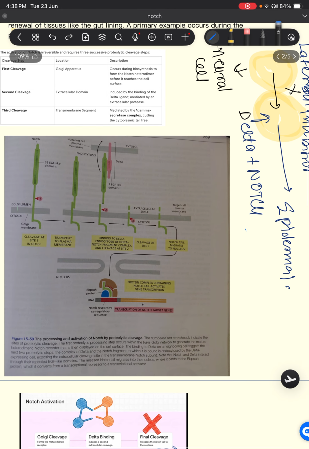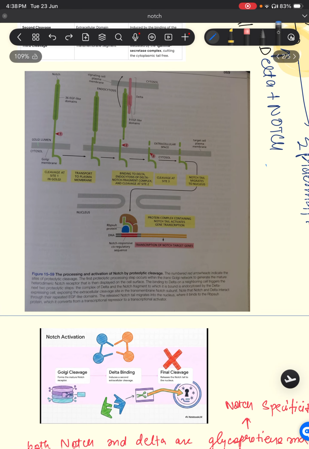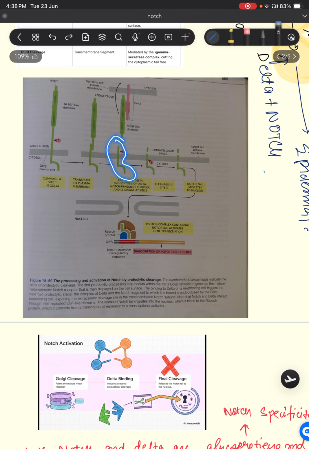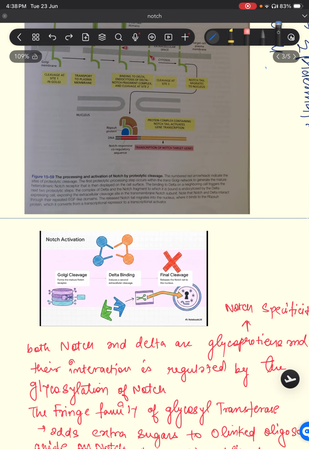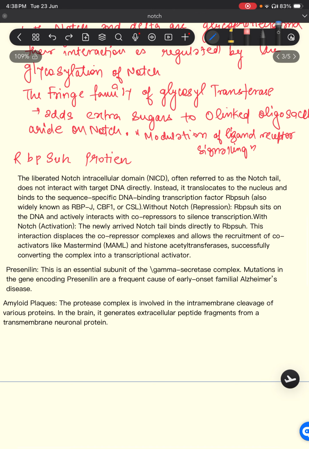Now, another important thing: this is the third cleavage, right? It occurs with the help of gamma secretase complex. An essential subunit is presenilin. So if there is a mutation, the gamma secretase complex will not work. And if it is not working, just imagine that this is your tail. What will you do with this Notch fragment? There is no proper cleavage, okay?